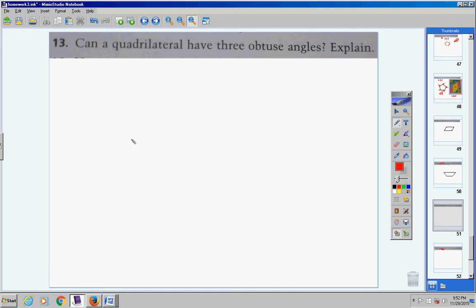We can start off by drawing, let's see, we'll draw a side here, then we'll draw an angle here that's bigger than 90, then we'll draw another one that's bigger than 90, like this.